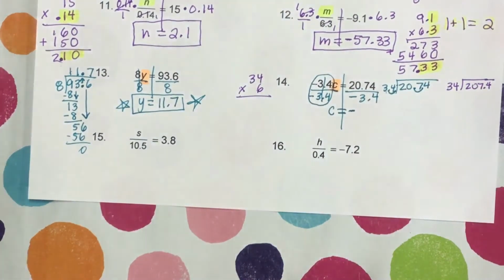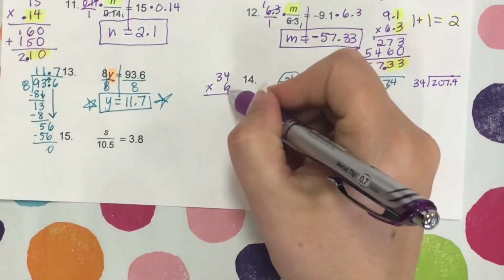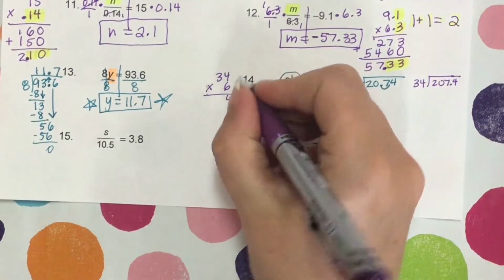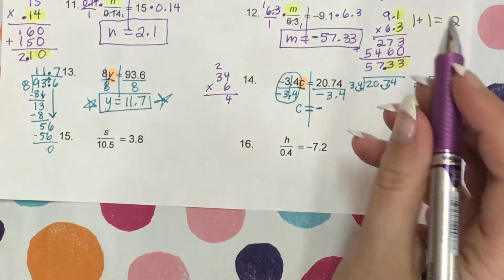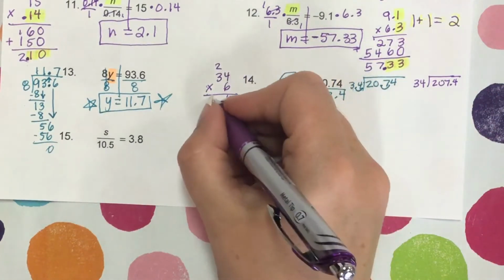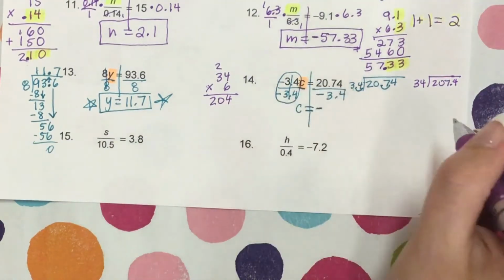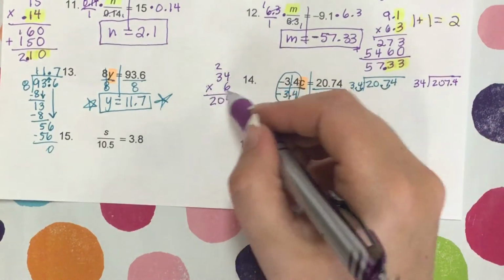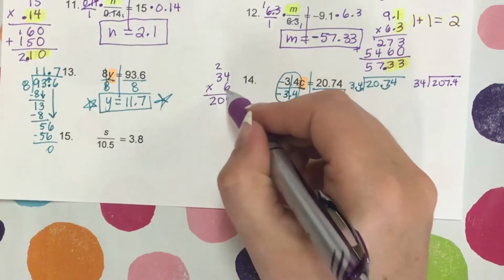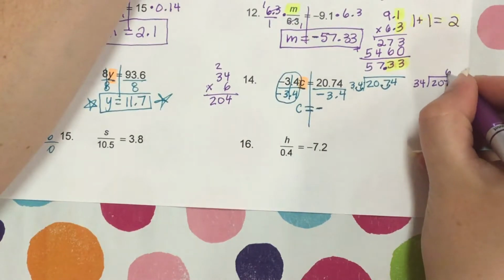So we have 34 times 6. 6 times 4 is 24. Write the 4, carry the 2. And then 6 times 3 is 18 plus 2 is 20. So yeah, that's perfect. 34 times 6 is 204, which means it goes in 6 times. So I'm going to write the 6 over the 7.